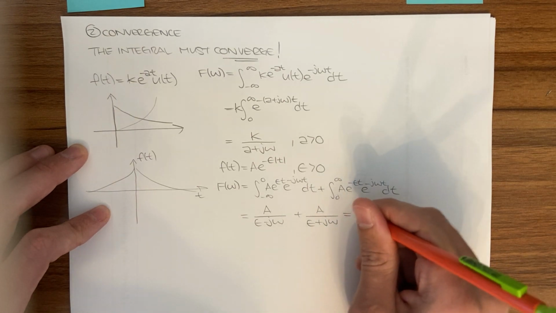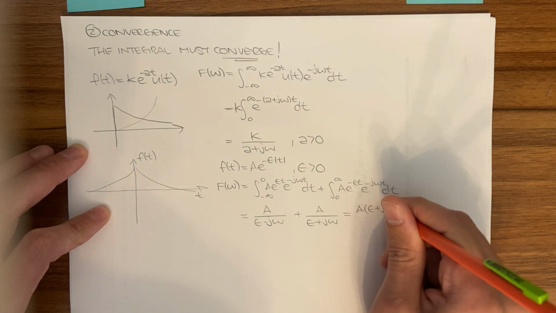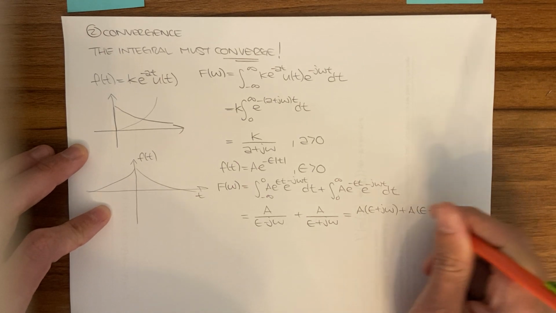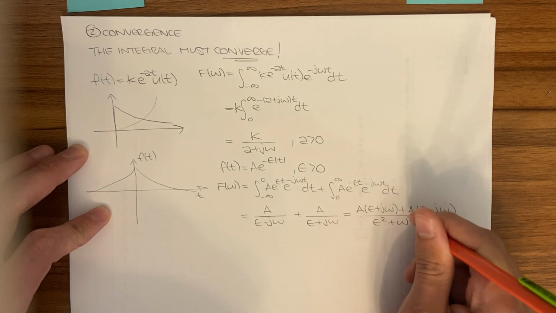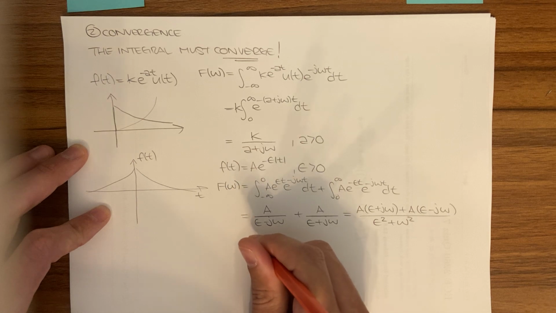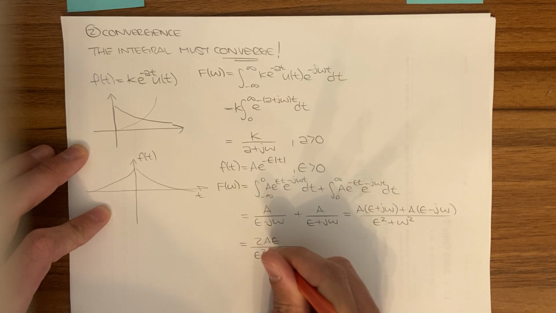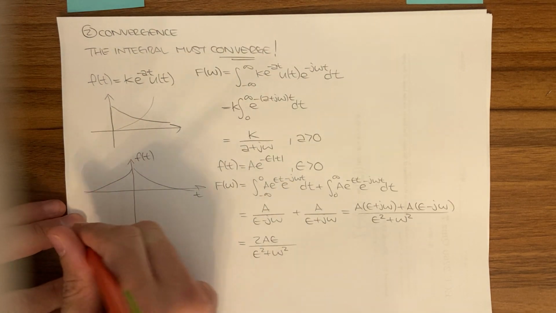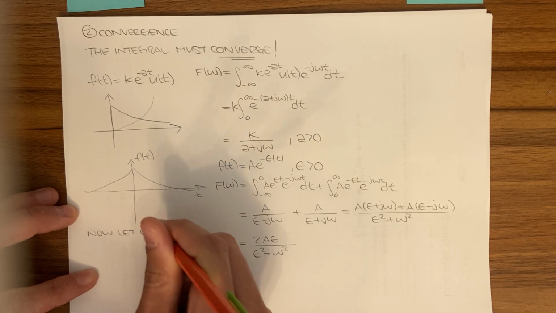Okay, so we can simplify this down. We end up with a times (epsilon plus j omega) plus a times (epsilon minus j omega), and that's all over epsilon squared plus omega squared. So we've got 2a epsilon all over epsilon squared plus omega squared. Cool. So what's interesting here is now we're going to let epsilon go to 0.